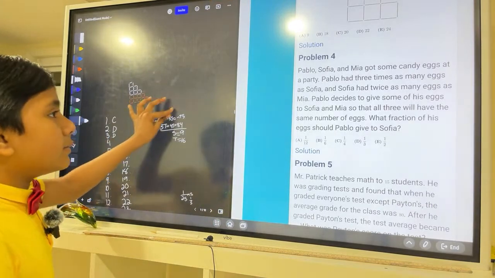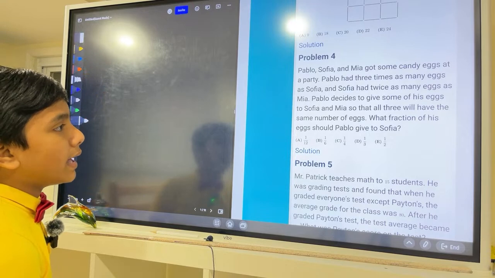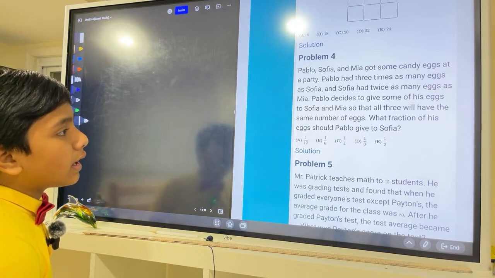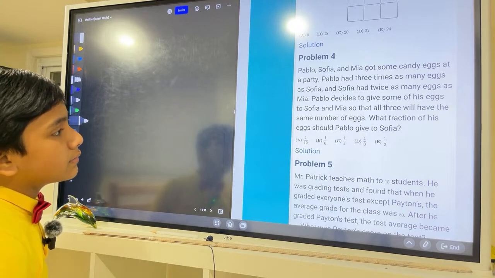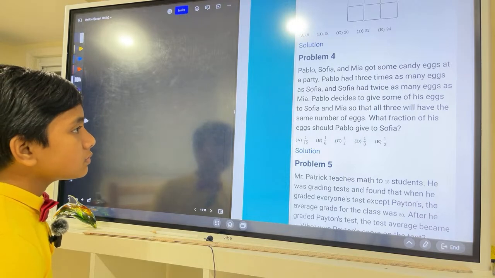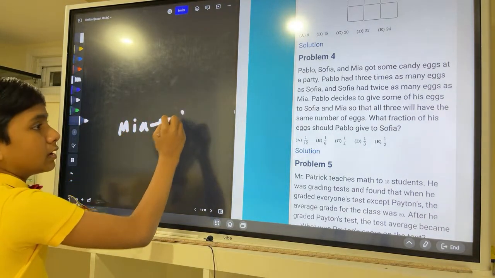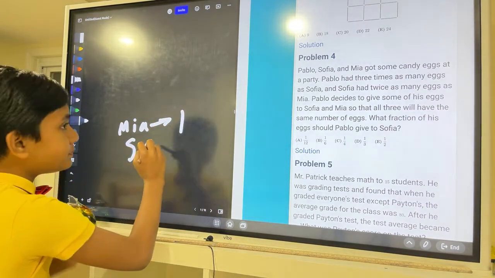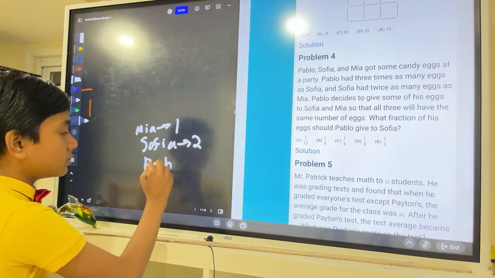Pablo, Sophia, and Mia got some candy eggs at a party. Pablo had 3 times as many eggs as Sophia, and Sophia had twice as many eggs as Mia. Pablo decides to give some of his eggs to, okay. Let's say Mia has 1 egg. Then Sophia has 2, and Pablo has 3.